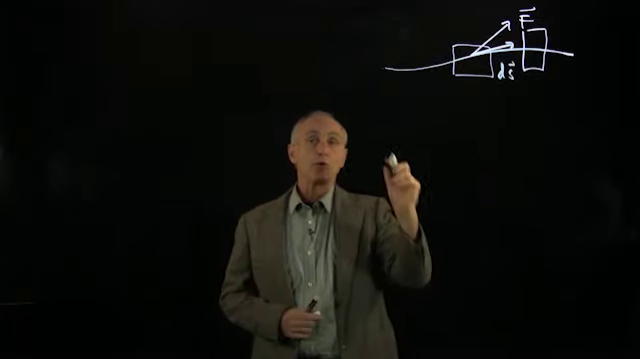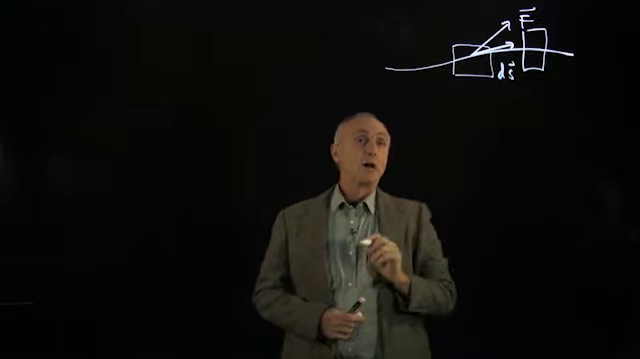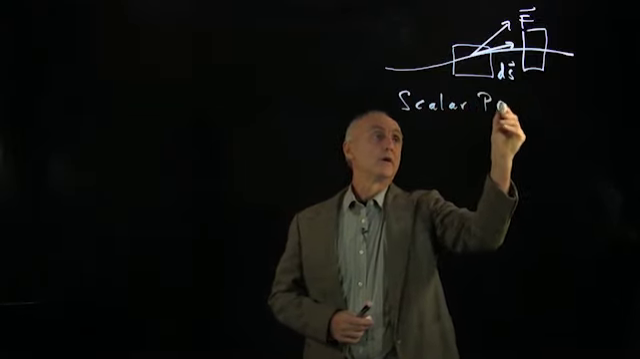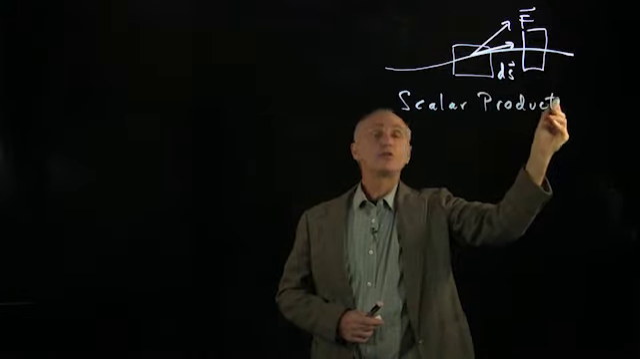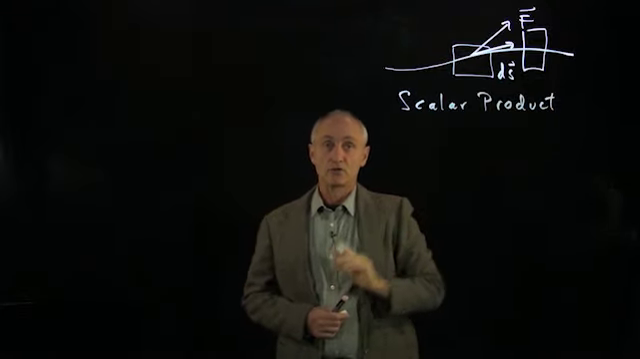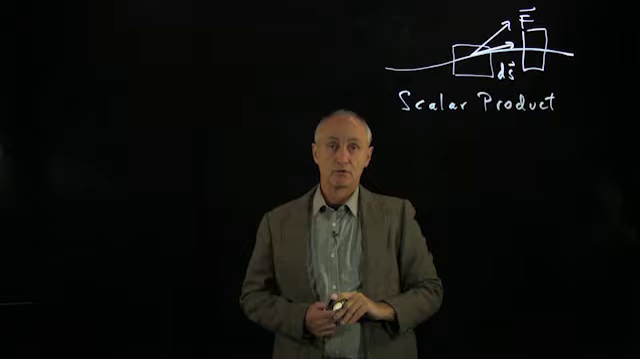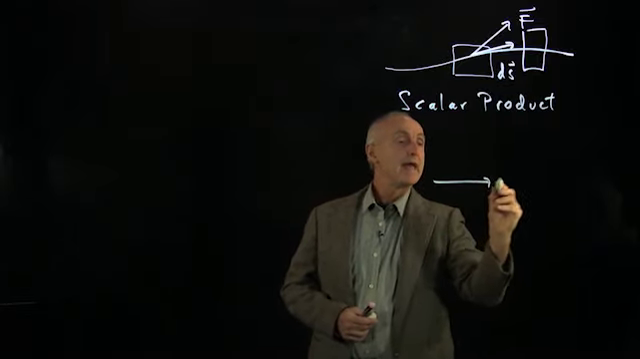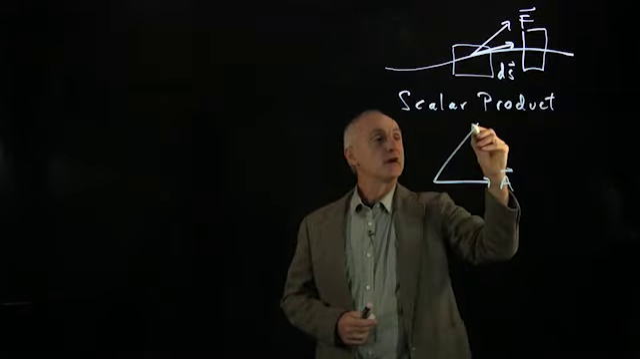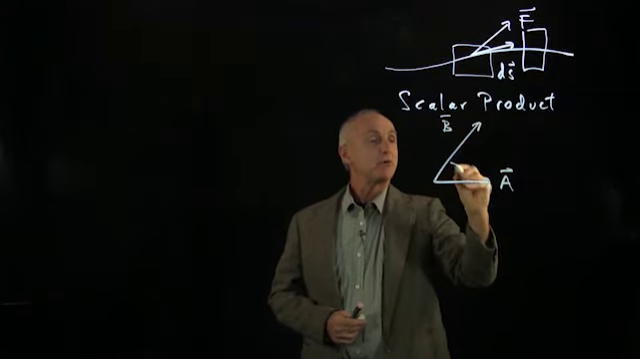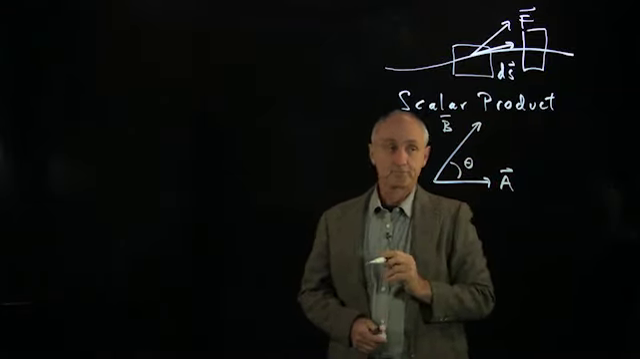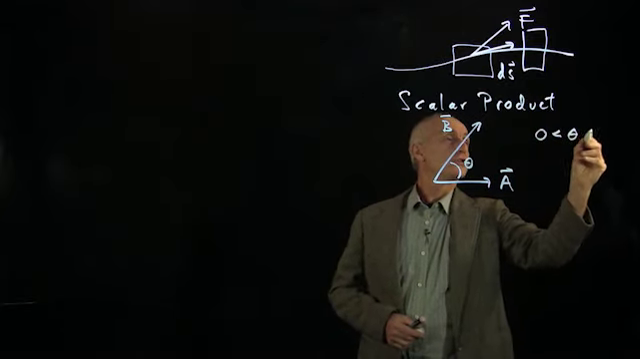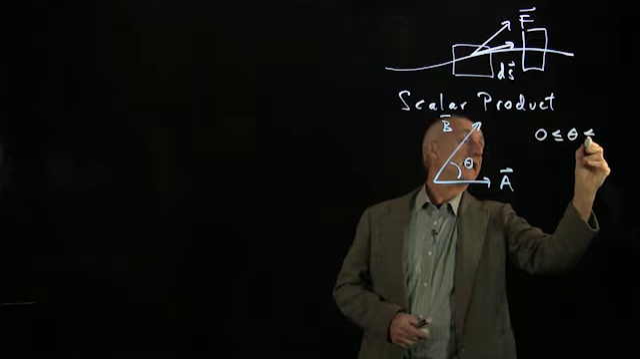In order to do that, we'll need a new mathematical operation, which we're going to call the scalar product. So what I'd like to do first is define this in terms of vectors, and then we'll apply it to the concept of work. So suppose I have two vectors, A and another vector B, and they're separated by an angle theta. And in this case, our theta, we're going to just take it between 0 and pi.